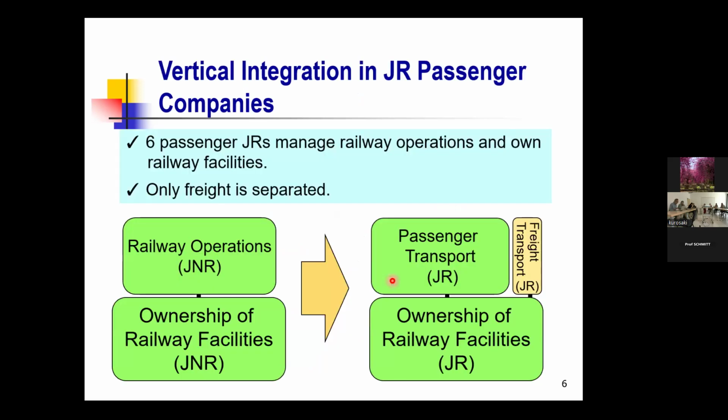In brief, since the JNR reform in 1987, the 6 passenger railway companies own the infrastructure and keep the integrated structure. This means that fundamentally, the 6 regional passenger companies must operate railways without receiving an annual subsidy. And they should pay all expenditure, which includes infrastructure maintenance costs.